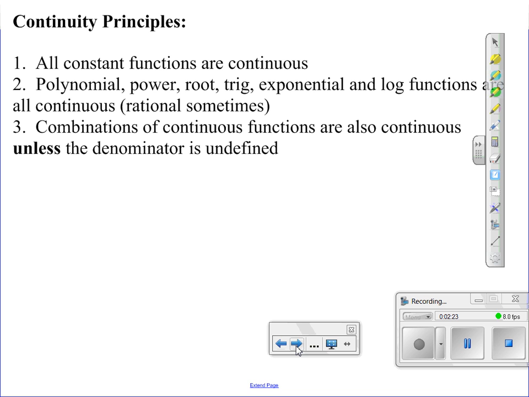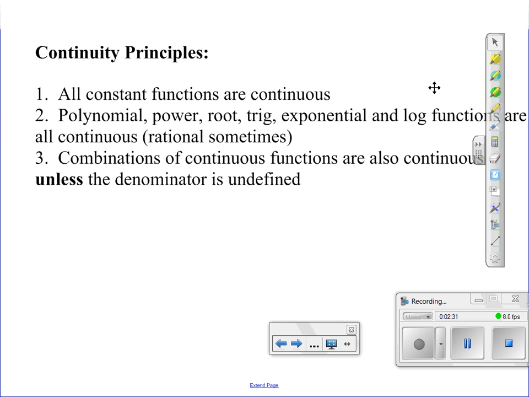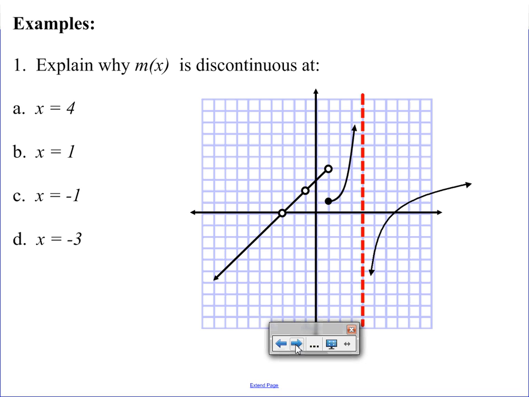There are some functions that are always continuous, and you can write them on your cards. You can see them right here on this page: constant functions, polynomials, powers, roots, some trig, some exponential, logarithms. They're continuous. And sometimes even when you combine them together, they're continuous. So the big thing is we've got to be able to graph.